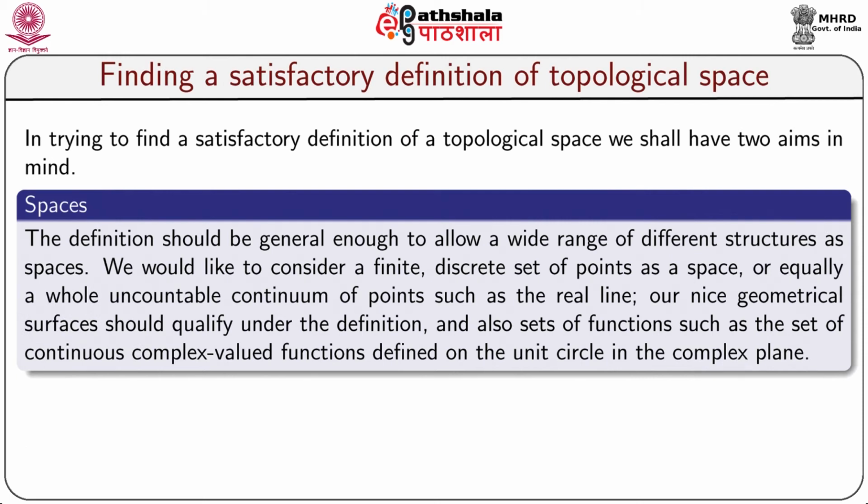In trying to find a satisfactory definition of continuous function on a topological space, we would like to consider a finite set, a discrete set of points, as a space, or equally the whole uncountable continuum of points such as the real line. Our nice geometrical surfaces should qualify under this definition, and also sets of functions, such as the set of continuous complex-valued functions defined on the unit circle in the complex plane.